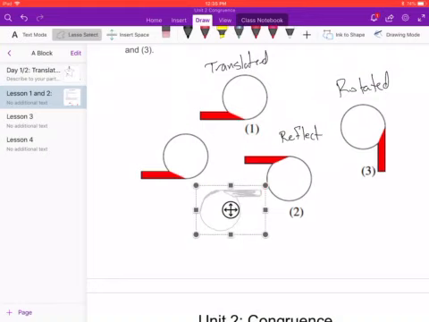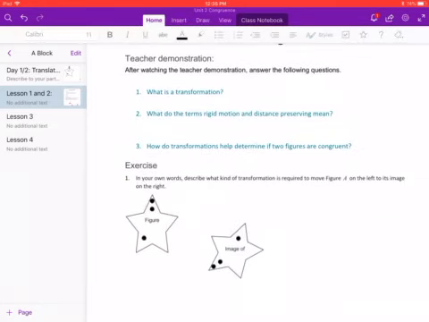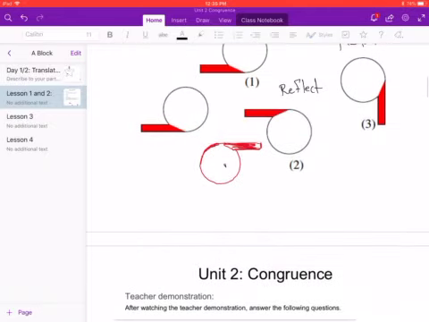So all I'm doing is translating it, rotating it, reflecting it. I'm not doing anything kind of crazy with it. I'm not changing the size. So that's what rigid motion and distance preserving mean. It just means you don't change the size or shape. All right, same shape. And then lastly, how do transformations help determine if two figures are congruent?